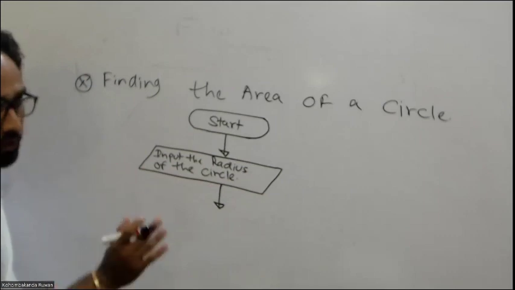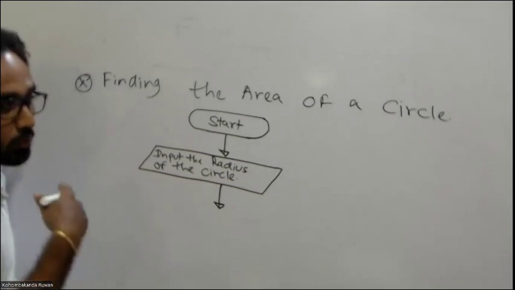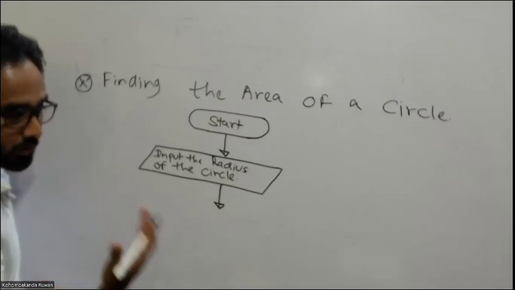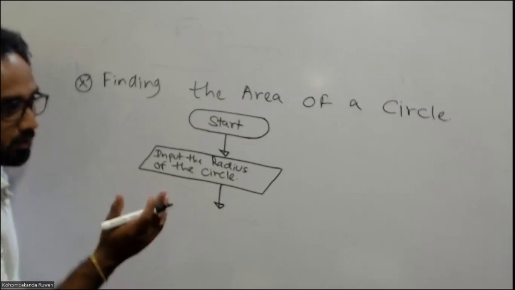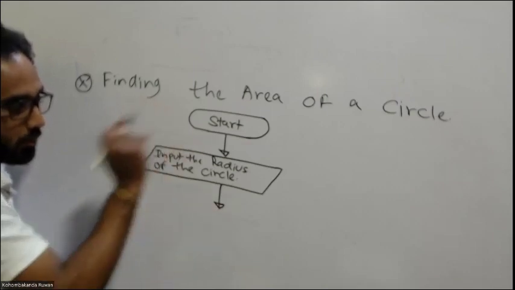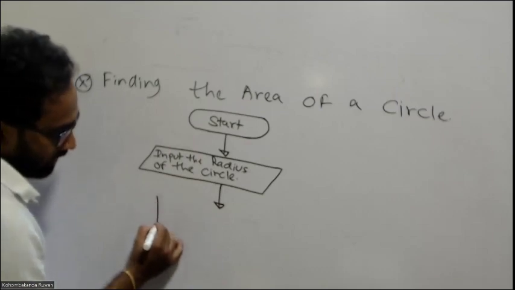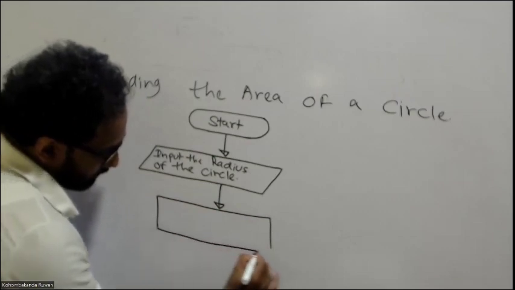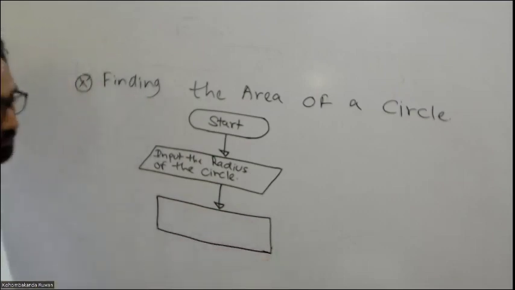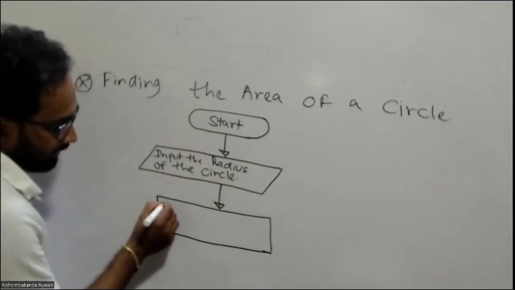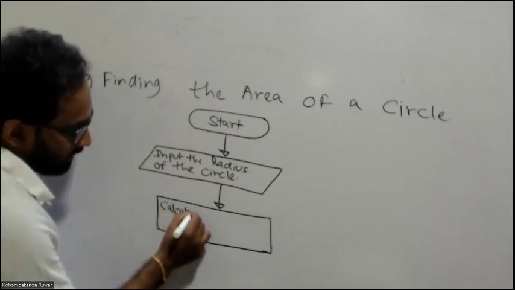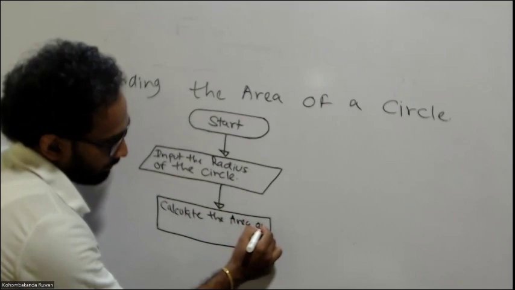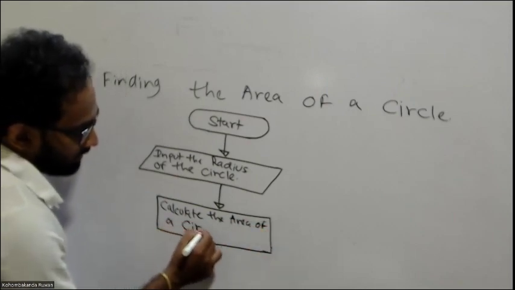Then you can calculate the area of the circle. Calculate, right? Calculate is a process. Calculate means do some kind of activity that is related to the process. This kind of symbol, right? Process. That means calculate the area of a circle.